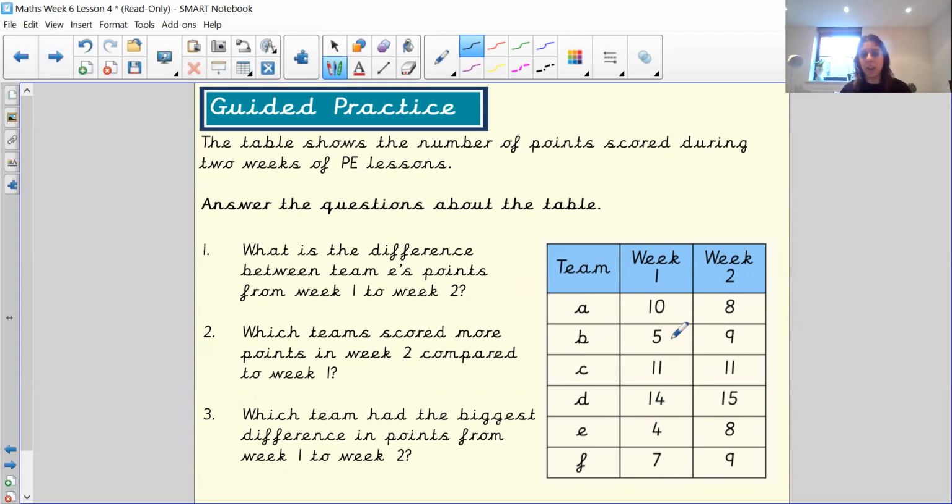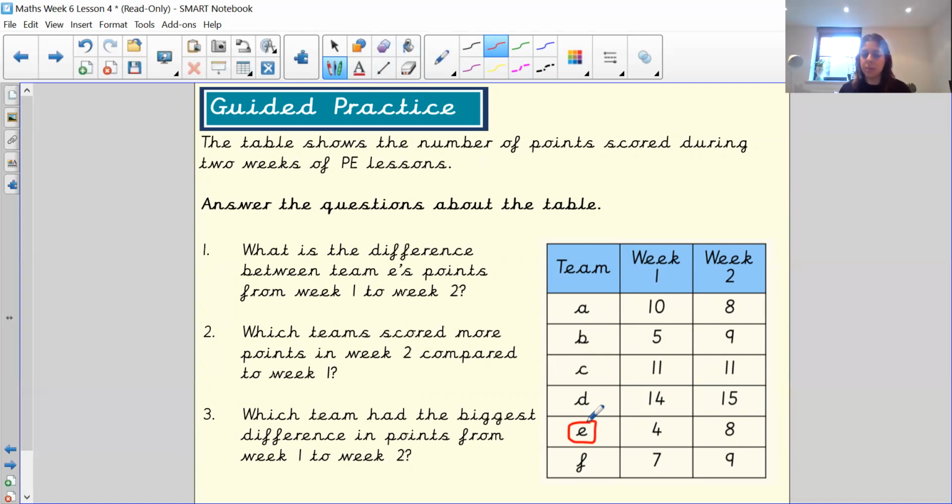Team B scored 5 points in week 1 and 9 points in week 2. Answer the questions about the table. What is the difference between team E's points from week 1 to week 2? So we are focusing on team E for now, which is this one down here. And it says, what is the difference?